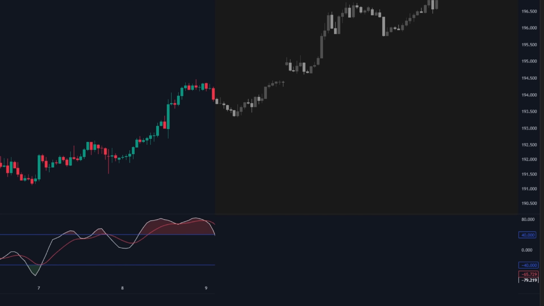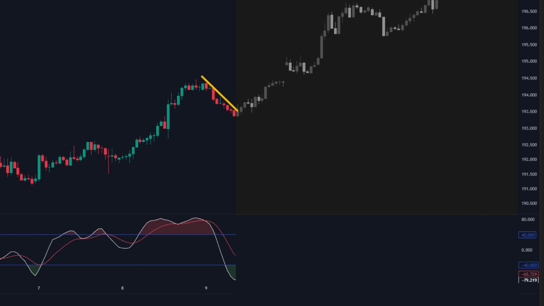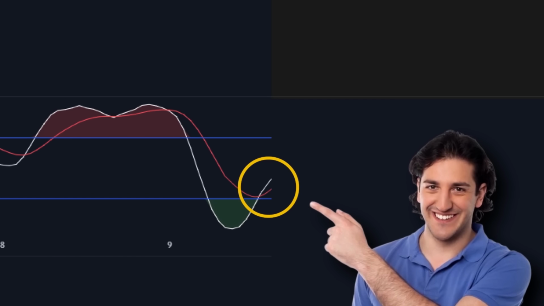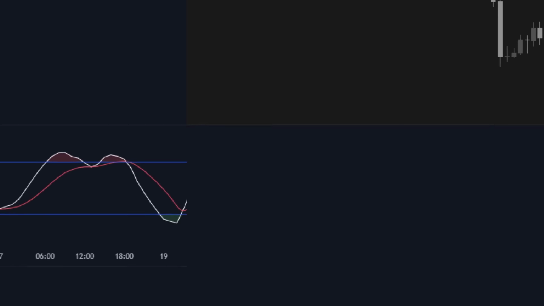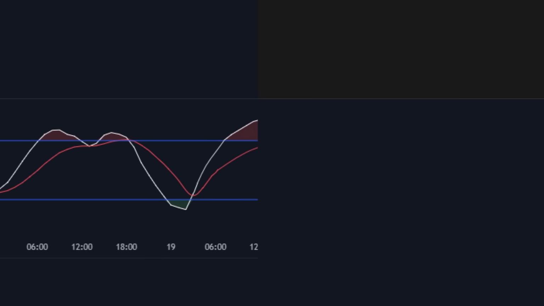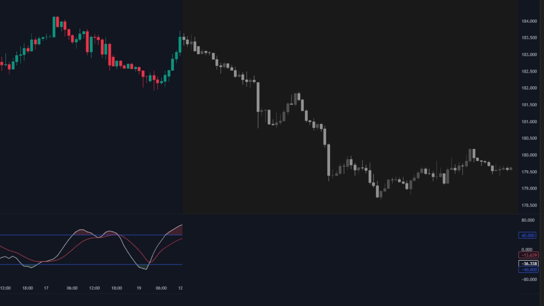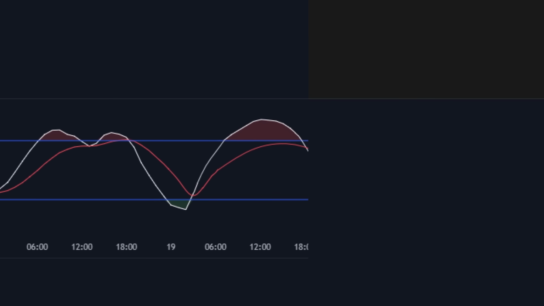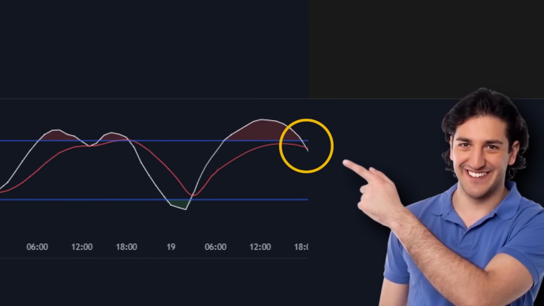In a bullish trend, wait for the white line to drop below the lower blue band, minus 40. This shows us we're having a pullback in the trend. When the white line crosses back above the red EMA line, that's our buy signal. In a bearish trend, wait for the white line to rise above the upper blue band, plus 40. This shows us we're having a pullback in the downtrend. When the white line crosses back below the red EMA line, that's our sell signal.